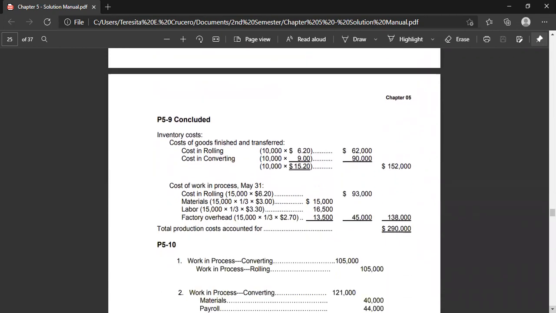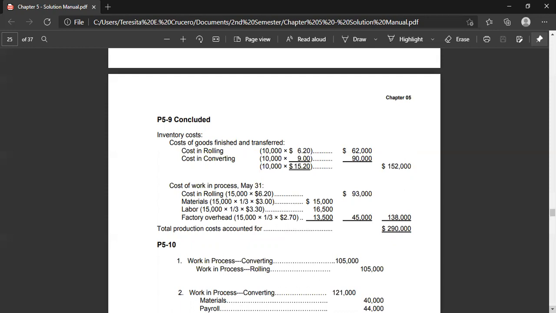And finally, in here, you can determine the inventory cost of goods finished and transferred. So 10,000 units times 15.20, you get 152,000. And for the cost of work in process on May 31, cost from rolling, we have materials and labor, and finally factory overhead. Take note that you are multiplying this by the cost per unit.